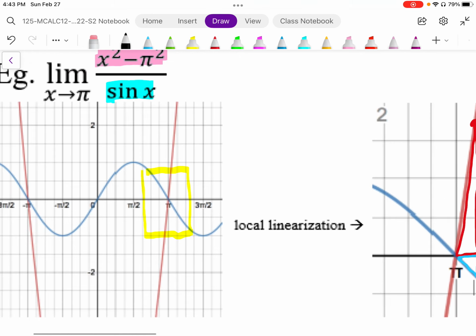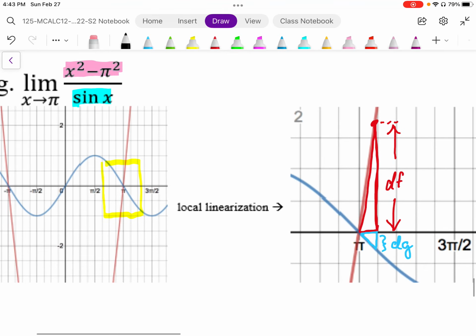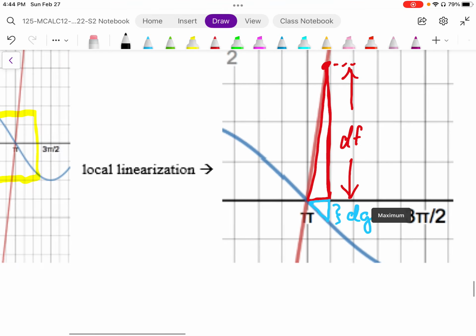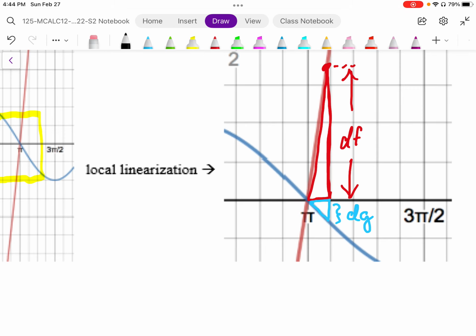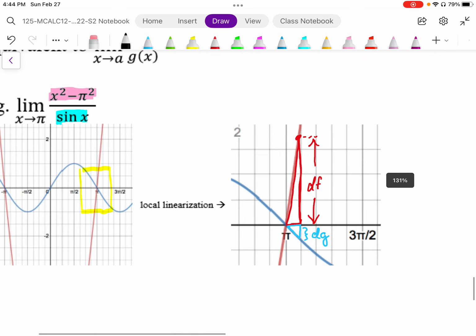What ends up happening is, no matter how curved a function is, the more we zoom in, the more it looks straight. That is called local linearization. So any curve, if you zoom in far enough, looks like a straight line. So what ends up happening?